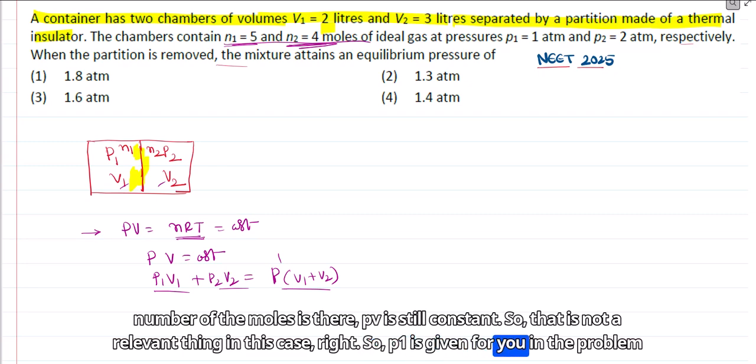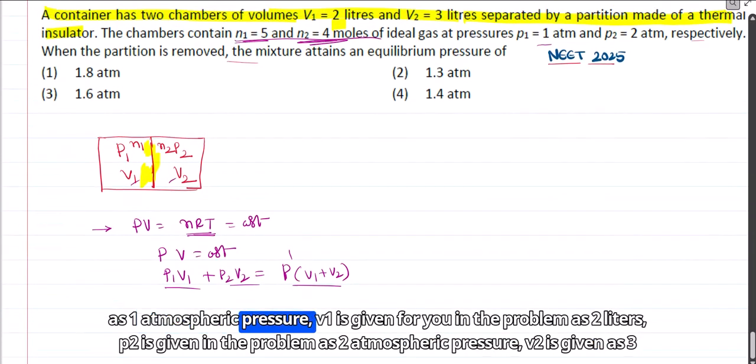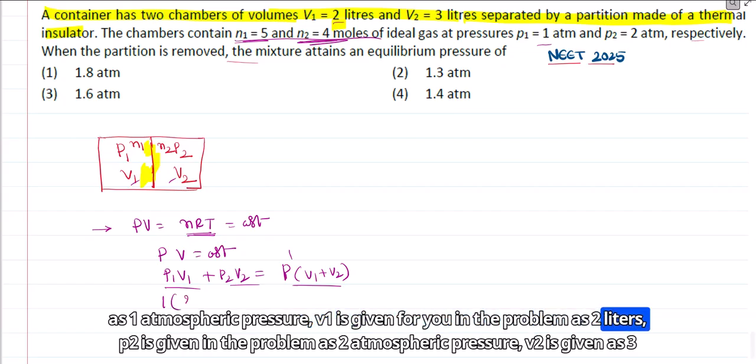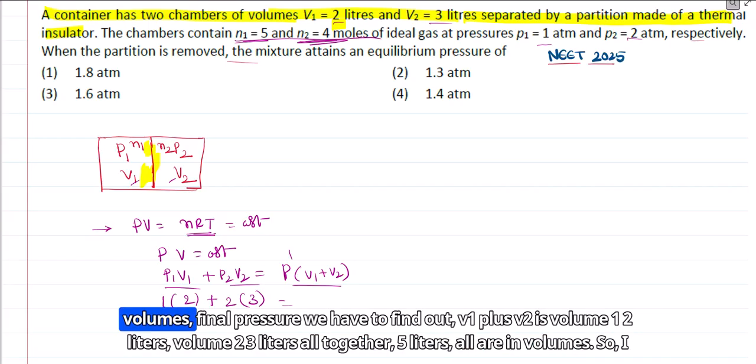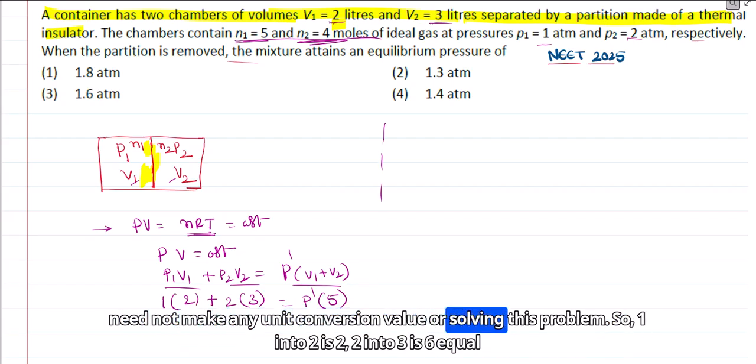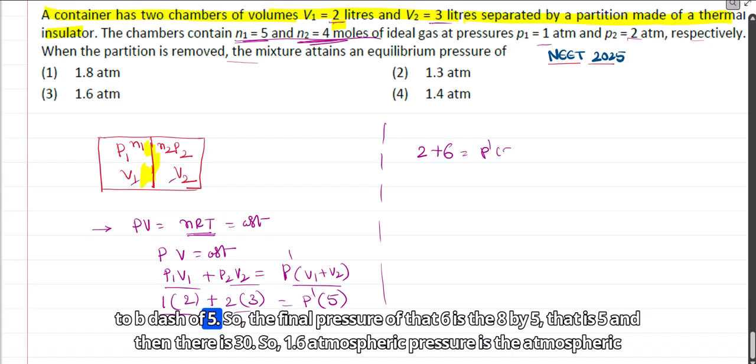So P1 is given in the problem as 1 atmospheric pressure. V1 is given as 2 liters. P2 is given as 2 atmospheric pressures. V2 is given as 3 liters. The final pressure we have to find out. V1 plus V2 is 2 liters plus 3 liters, altogether 5 liters. All are in the same units, so I need not make any unit conversion while solving this problem. So 1 into 2 is 2, 2 into 3 is 6, equal to P dash times 5.